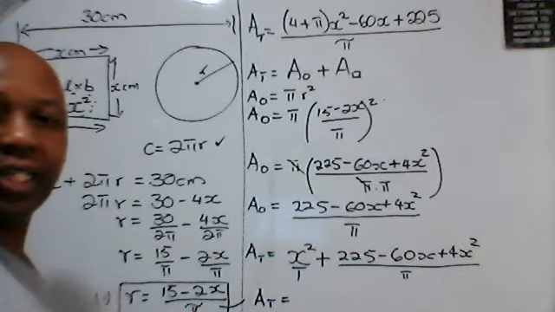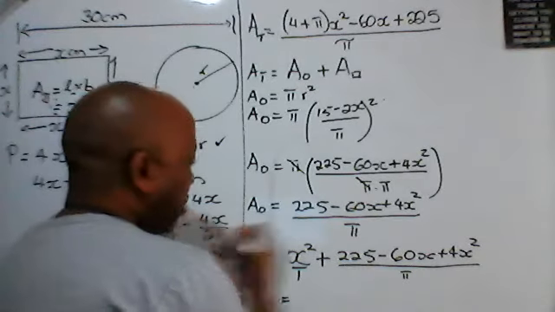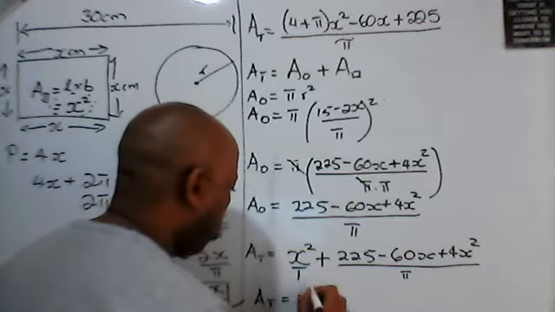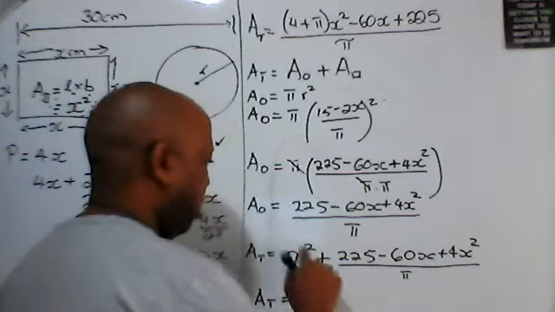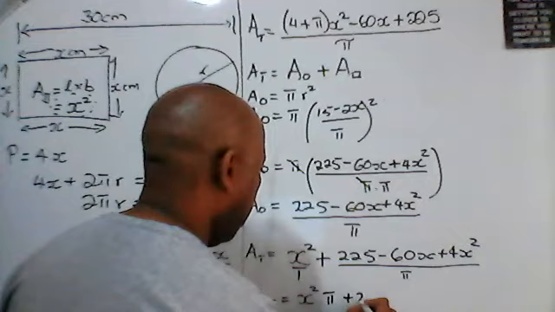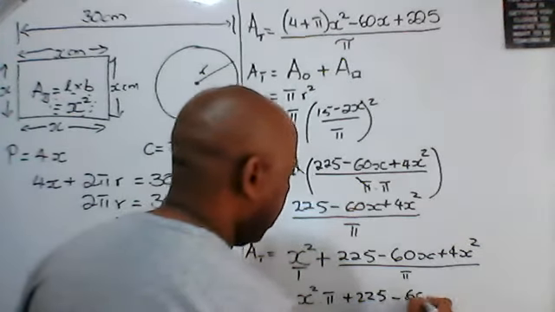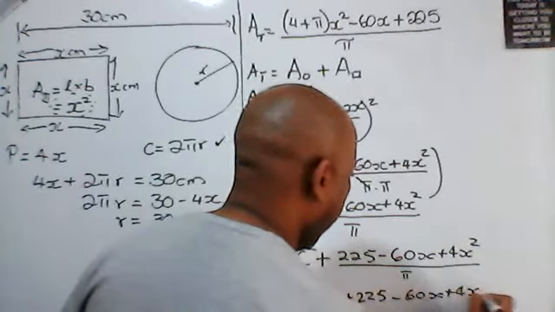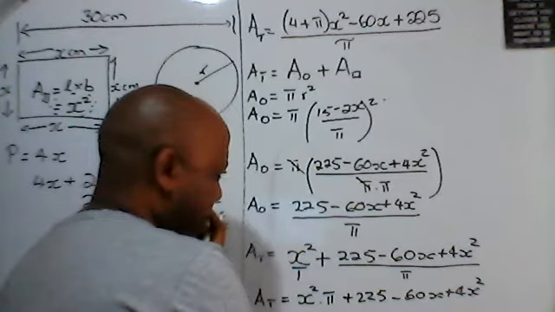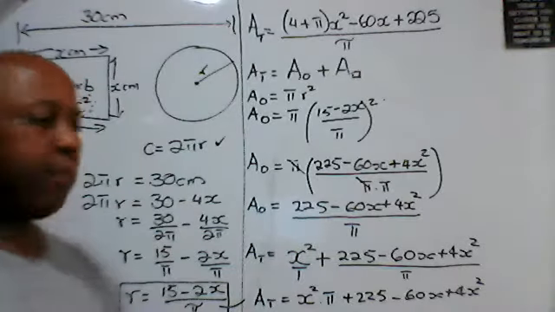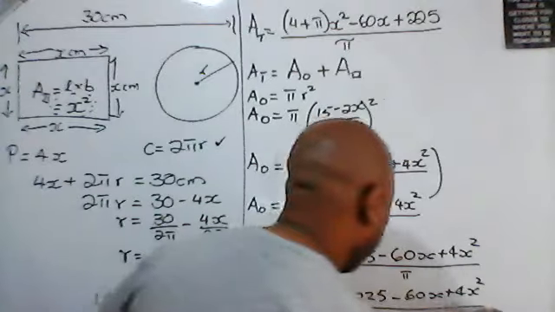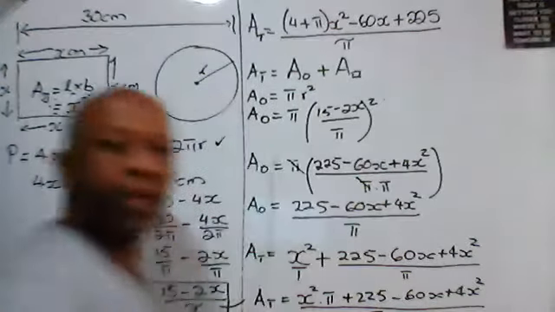Area total is equal to, okay, so that's going to be x squared times the pi, and that is going to be plus 225 minus 60x plus 4x squared. All of that will be divided by, because remember we still have a common denominator of pi, all of this will be divided by pi.